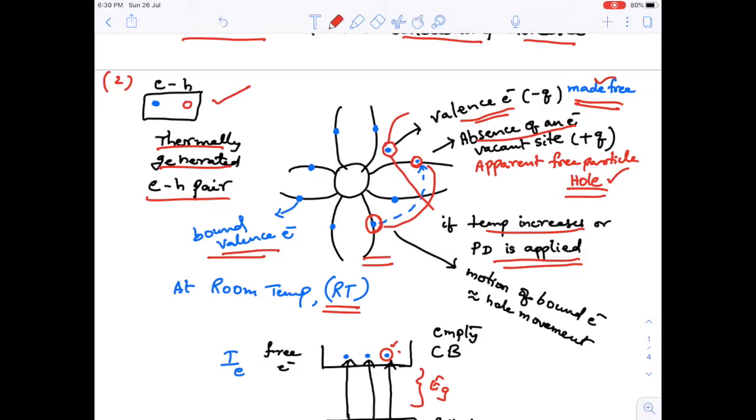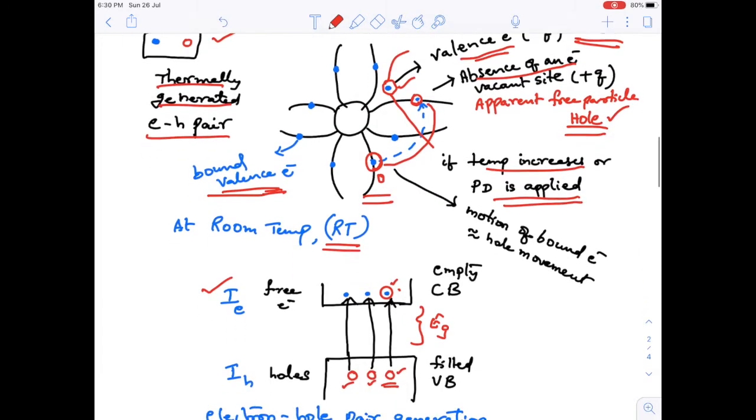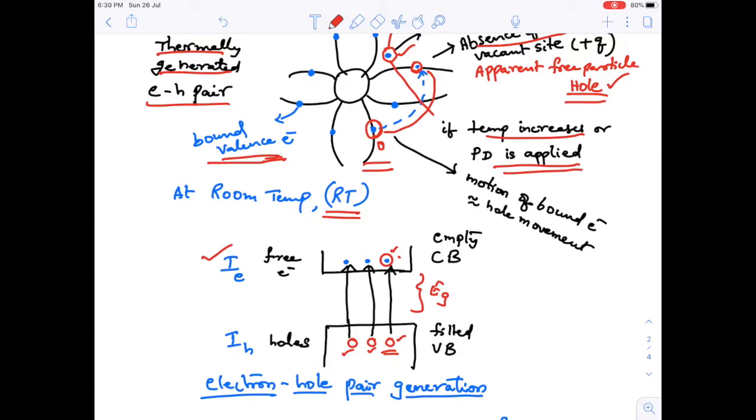Which means a hole is created, so there is an apparent motion of holes because of the motion of bound electrons, and these are the free electrons which can move freely. So basically you will have electrons moving, and because of that you have free electrons, and so an electron current. And because the bound electrons go and occupy the vacant sites, there is an apparent hole movement. So, that constitutes hole current.